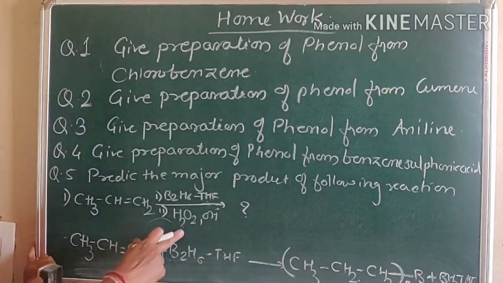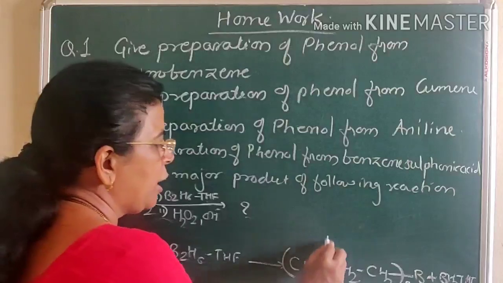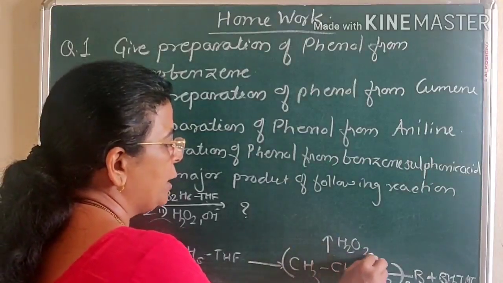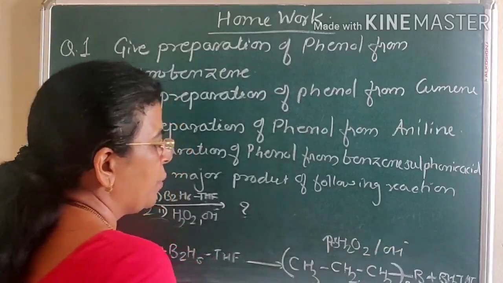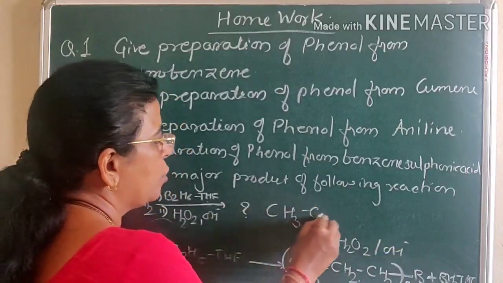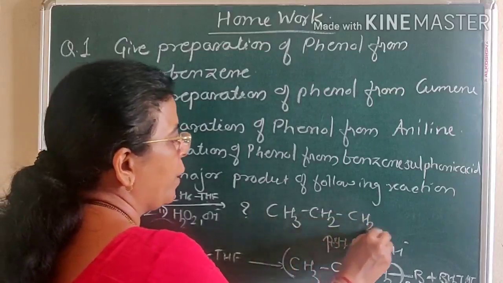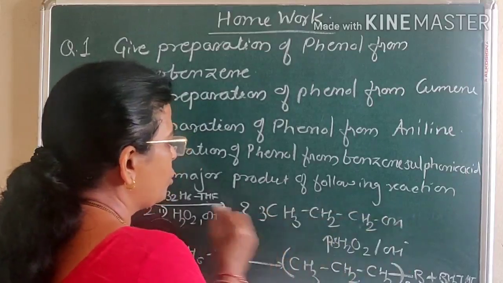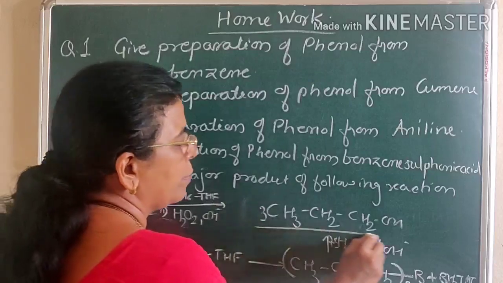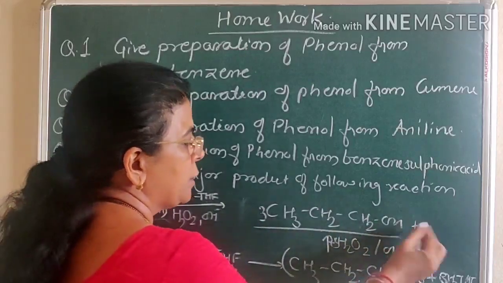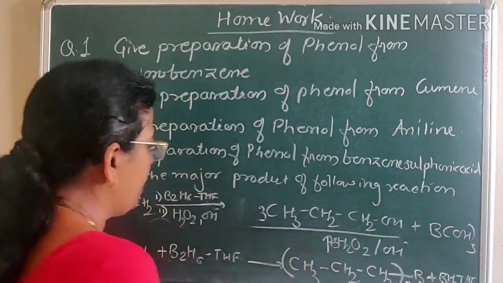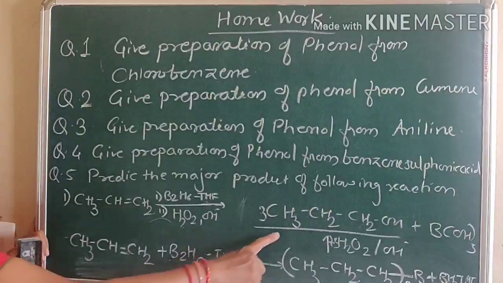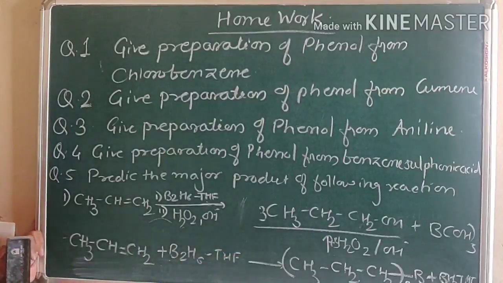Now this trialkyl borane will undergo oxidation. Oxidation is carried out in the presence of H2O2, that is, addition of 3 molecules of H2O2 in alkaline medium to form CH3, CH2, CH2, OH. Here 3 molecules of this propan-1-ol are obtained plus B(OH) thrice. In this way, propene is converted into propan-1-ol by these two reagents.